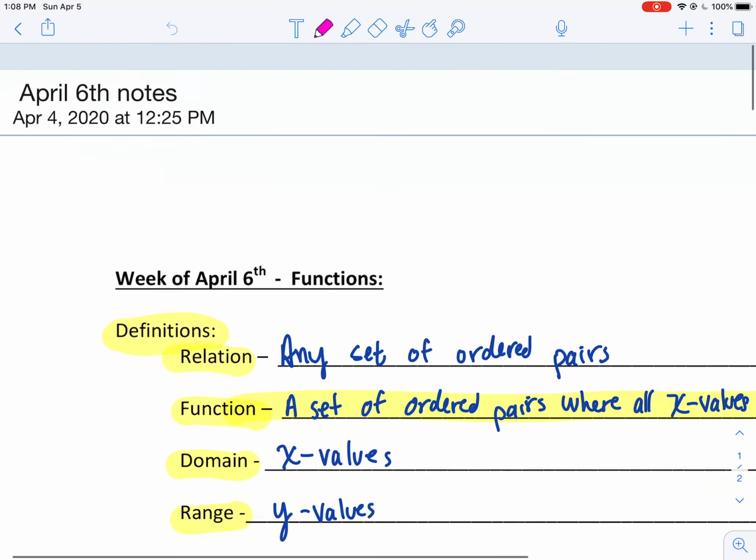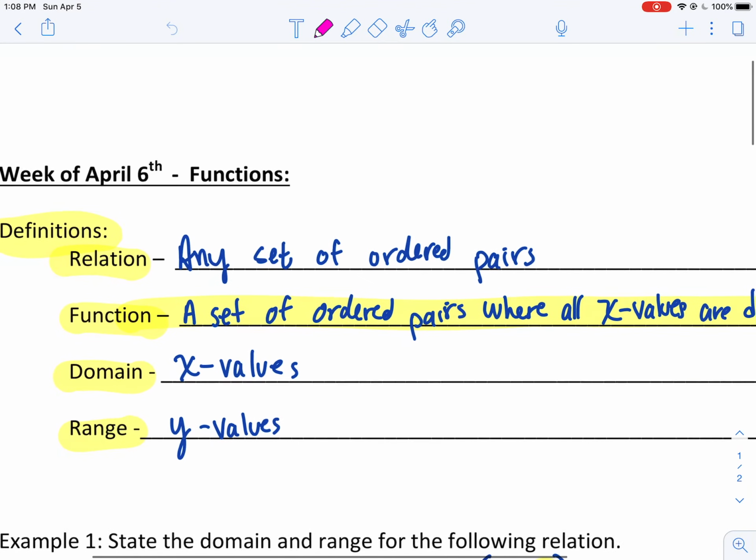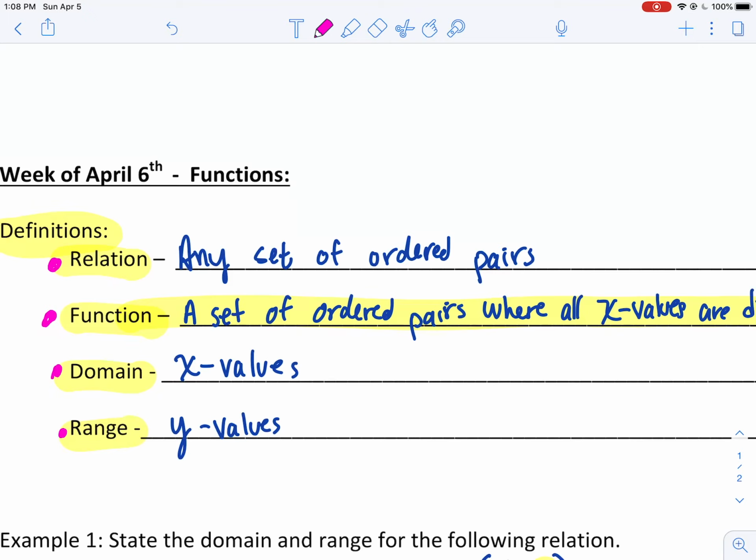So, a relation, okay, is just any set of ordered pairs. If you have a group of ordered pairs, that's called a relation. If the set of ordered pairs has different x values, that's called a function. The domain is all the x values and the range is all the y values.